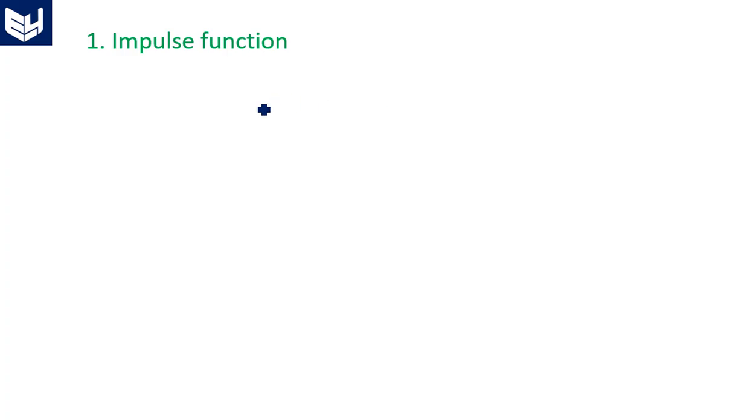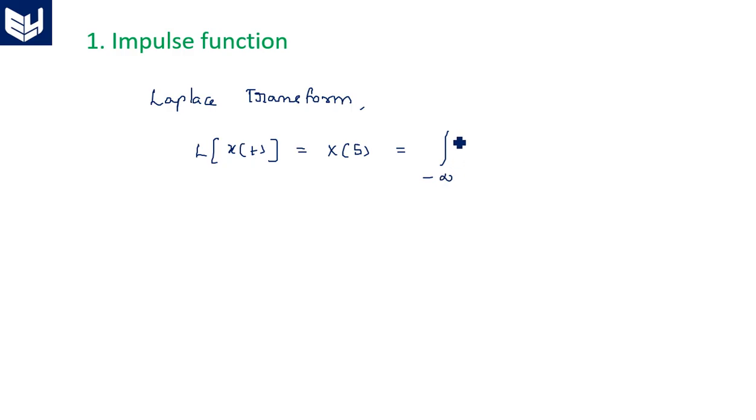So generally the Laplace transform formula. The Laplace transform of a given signal x of t is represented as X of s, which is equal to the integral from minus infinity to plus infinity of the given signal x of t times e power minus st dt. Okay, where s is nothing but sigma plus j omega.